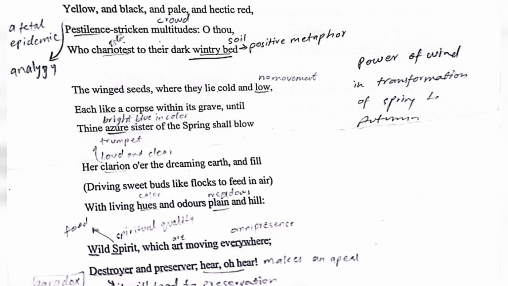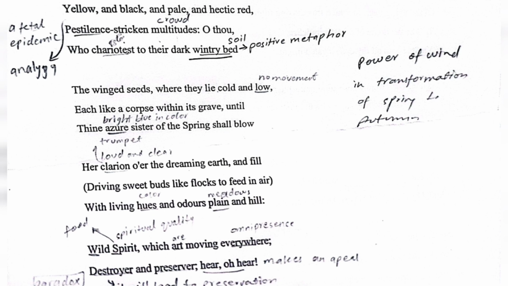Wild Spirit, which art moving everywhere, destroyer and preserver, hear, oh hear. Notice that he again uses a capitalized W and S for Wild and Spirit. Wild is something which cannot be controlled, which is so powerful, so strong, so forceful. Again, a sort of godlike characteristic. God is so powerful, he is the only one who takes decisions. And spirit, Wild Spirit, connects to a spiritual quality. He is trying to find spirit in nature, a sort of force which controls everything, which brings the change.